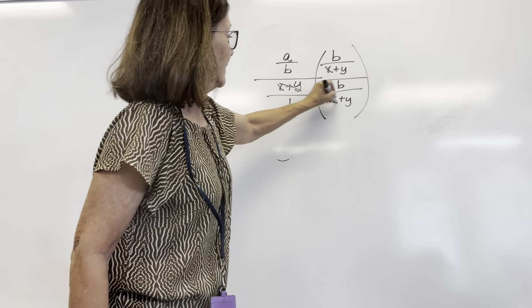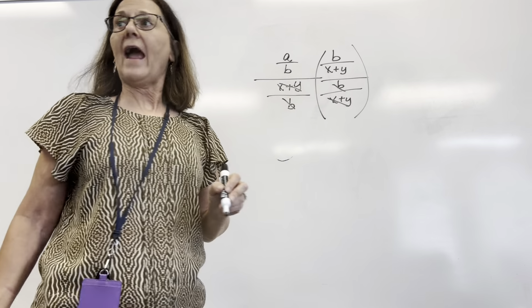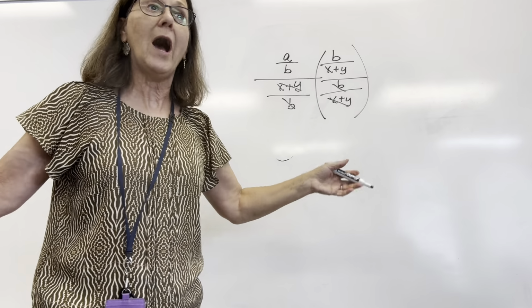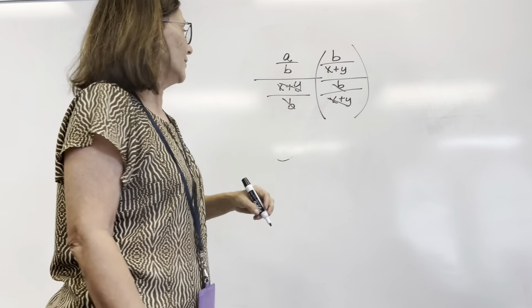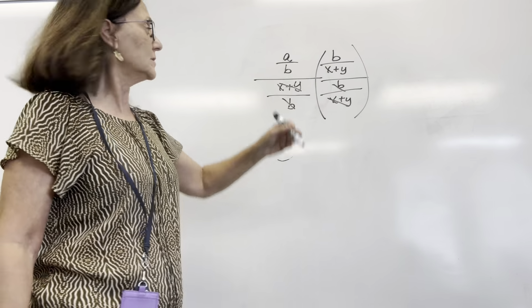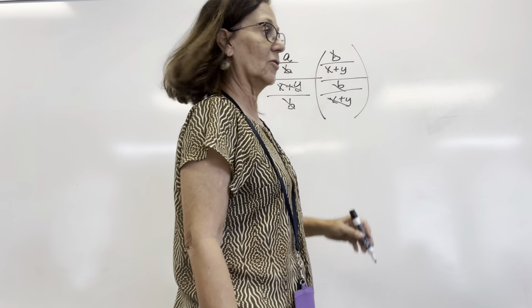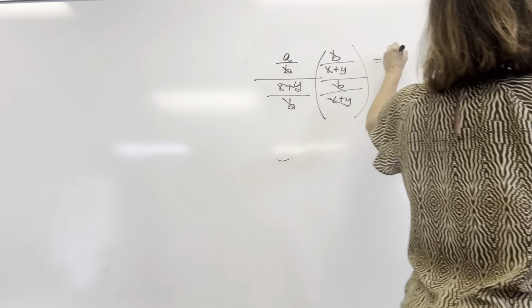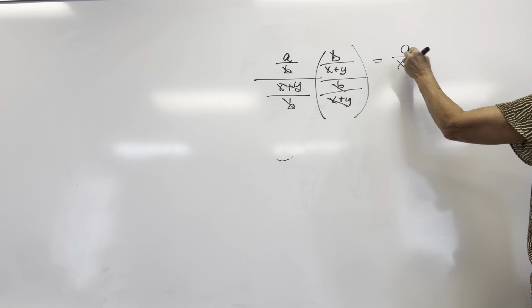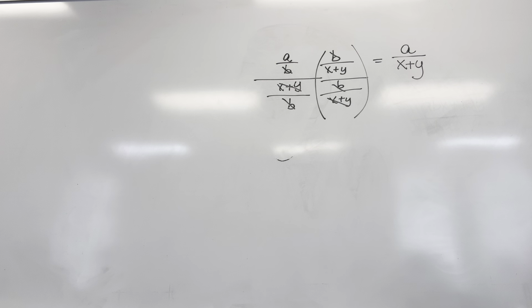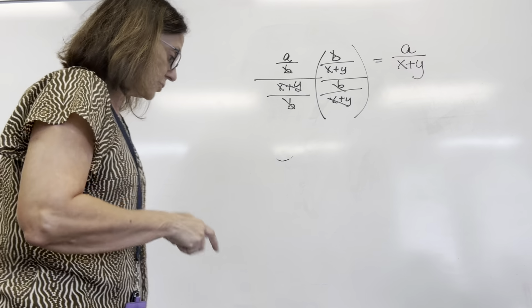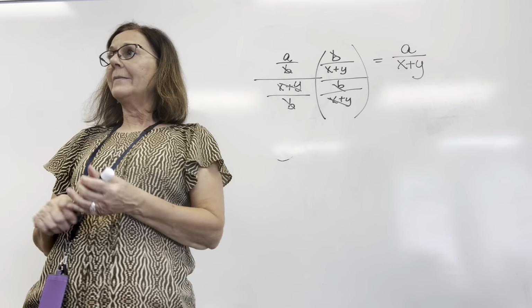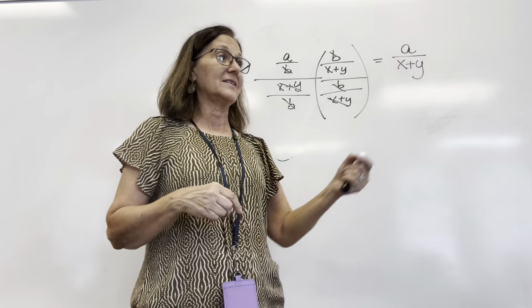And my denominator fraction cancels. Well, it becomes 1, right? But anything over 1 is just what's in the numerator. I can simplify terms that are multiplied. My b's cancel, so that I end up with a over x plus y. So intuitively, you should be able to look at a problem and anticipate the answer.